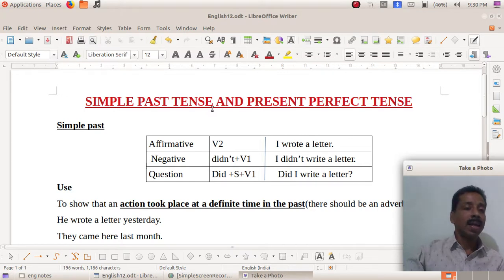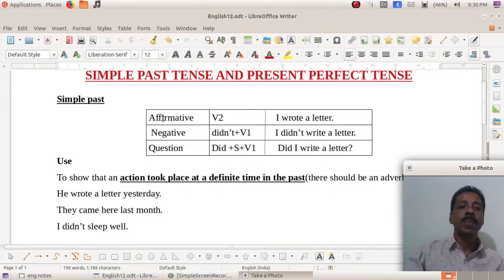That's the difference. The similarity is that in both the cases, past actions are shown, completed actions are shown. But the difference is that in simple past tense there is a time reference, but in present perfect there is no time reference. Okay.